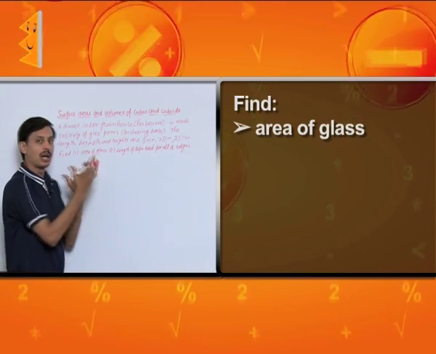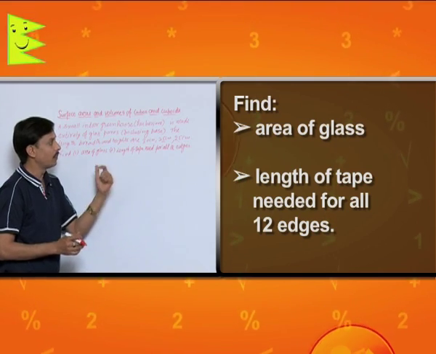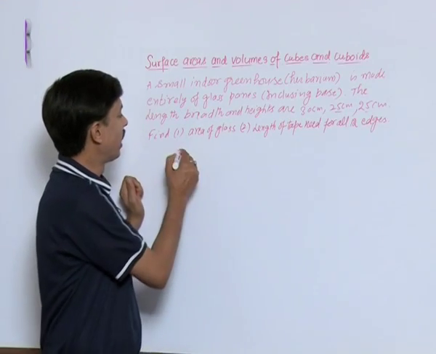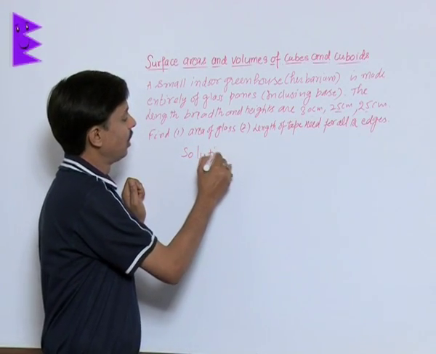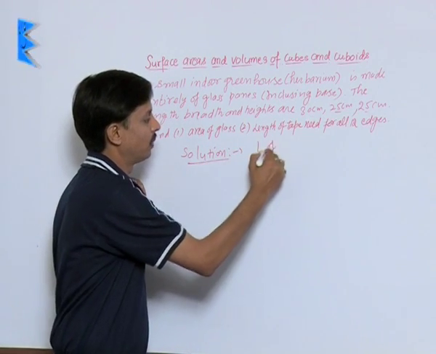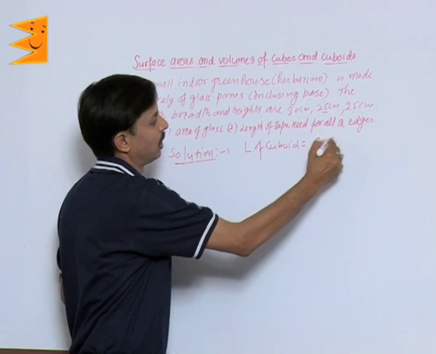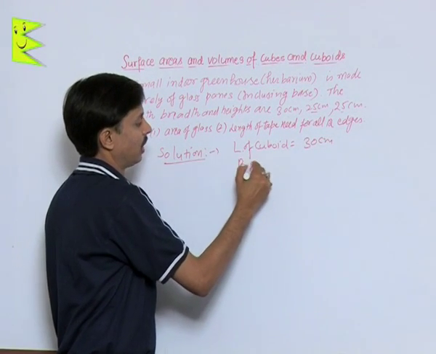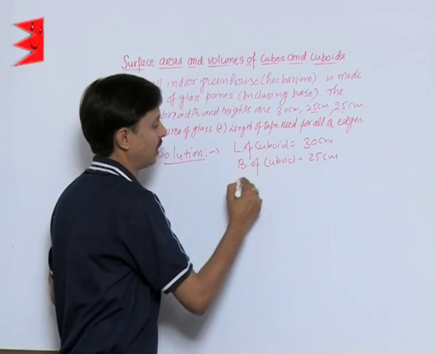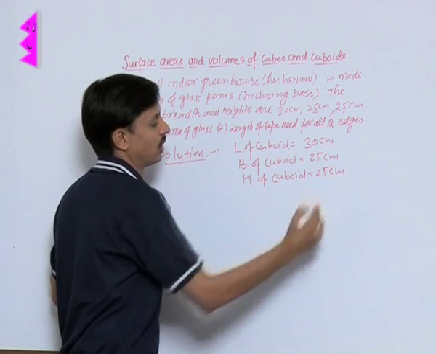Find the area of the glass required to make this herbarium and the length of the tape needed for all 12 edges. First I want to write in the solution. Length of cuboid is given as 30 centimeter, breadth of cuboid is 25 centimeter and height of cuboid is 25 centimeter.